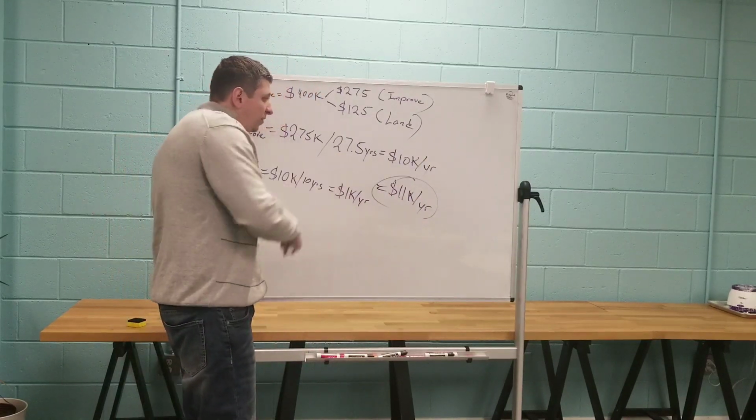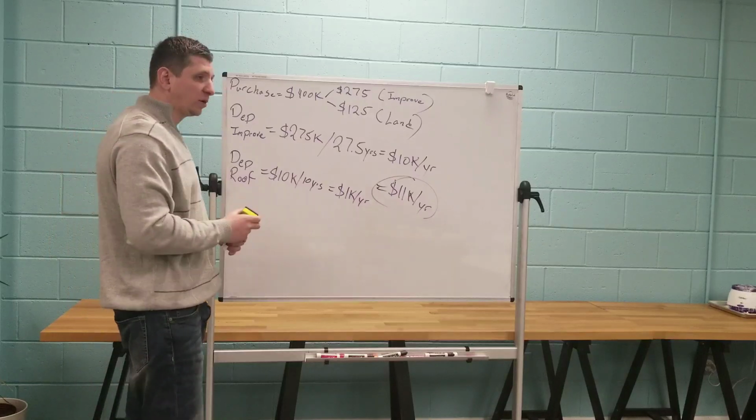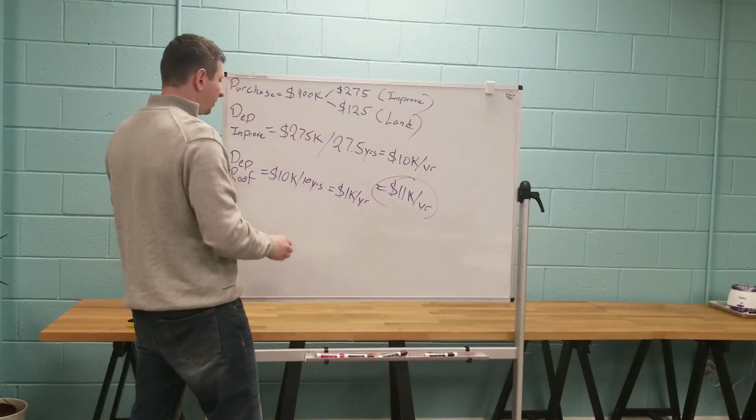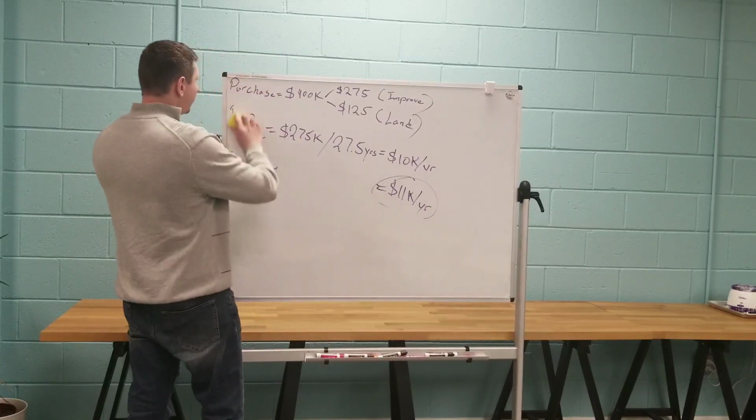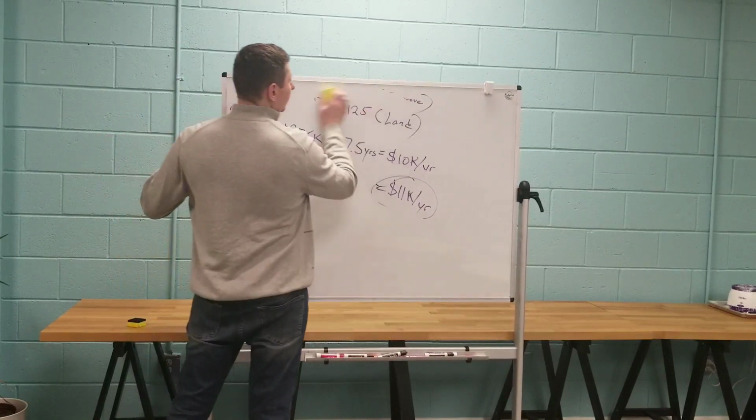All right, I'm going to leave this number up there, $11,000 per year, because now we're going to jump into cost basis and cap gains. All right, 11,000 staying up there, everything else is coming down.